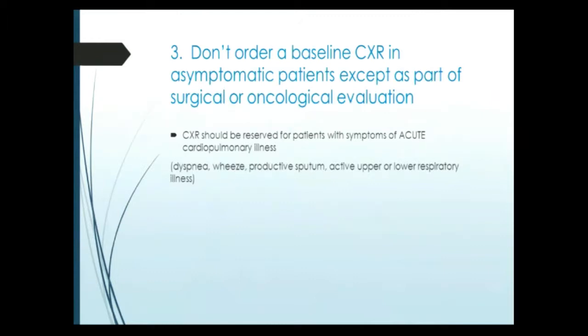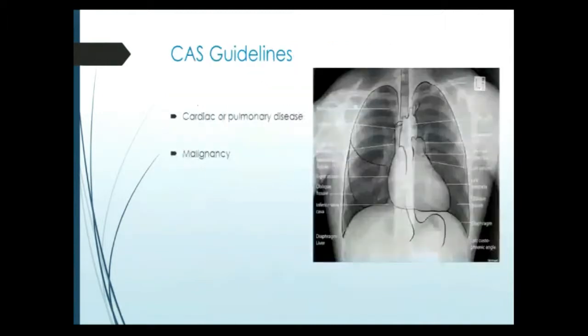Acute cardiopulmonary illness, so if they're hacking and coughing and you're wondering if they've got COPD exacerbation or pneumonia, sure, but even stable COPD, it doesn't change our management. Most of these patients have had a chest x-ray in the past, and you can see if they've got a huge bulla on one side or something in the past, but they don't need a chest x-ray every time they come for surgery. So CAS guidelines, again, very similar. If they've got active cardiac or pulmonary disease, sure. And maybe a workup for testicular cancer, which spreads to the lungs really quickly, that would be a reasonable thing. But most people, you can cancel those chest x-rays. They don't need them if you can get to them in time.